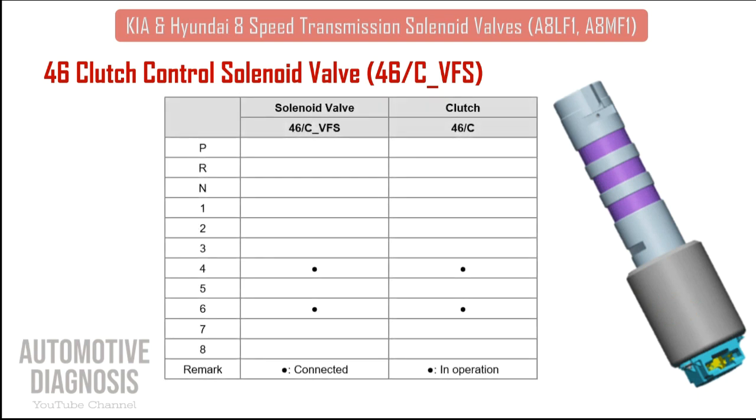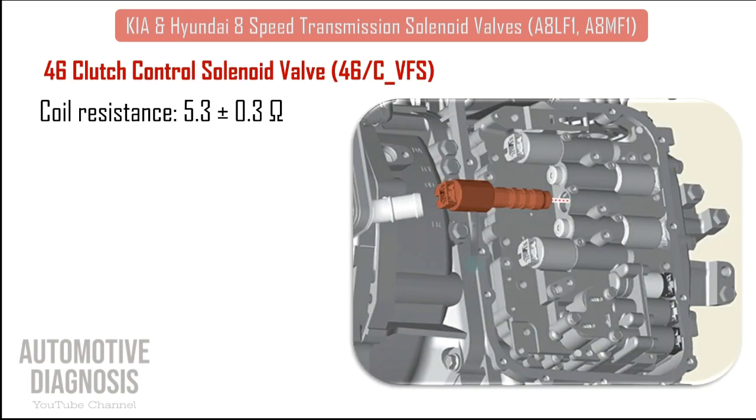As I said earlier, and as you see from the name, this solenoid is the 4/6 clutch control solenoid valve. So it's supposed to work on gear 4 and gear 6. This is the solenoid valve operation, and on the next column right here, you see the clutch operation. So the 4/6 clutch is supposed to work on gear 4 and gear 6. But let's see what we have here.